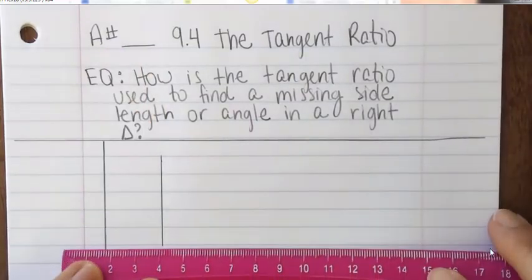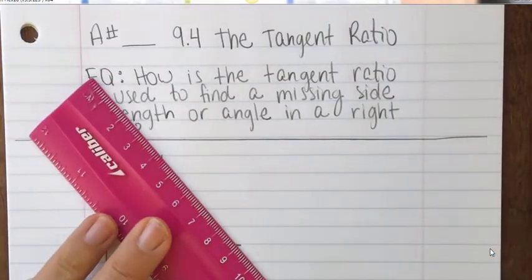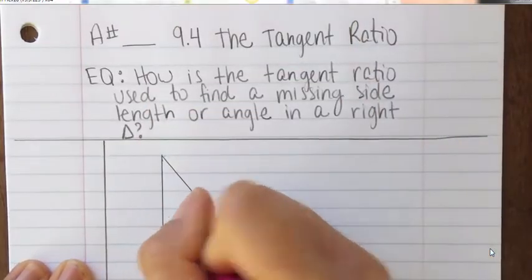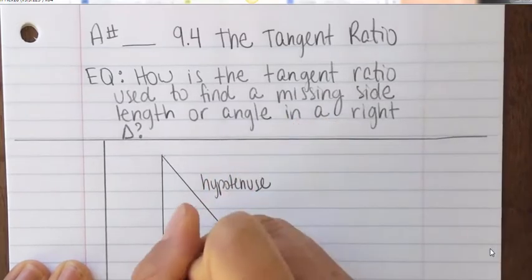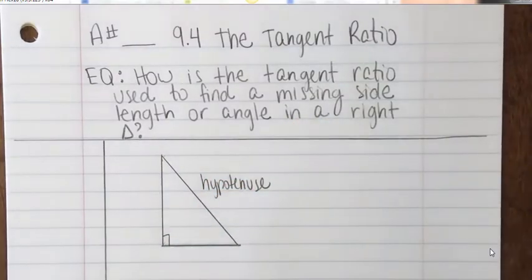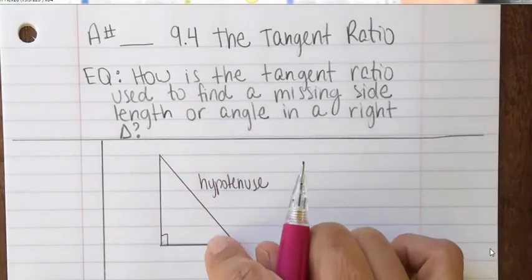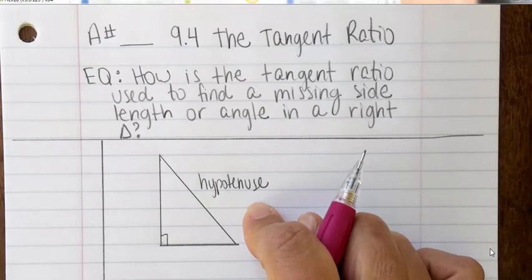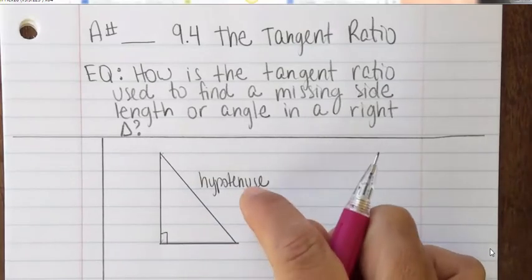We'll start with drawing some random right triangle. You guys know that this is the hypotenuse because it's opposite the 90-degree angle. And in a right triangle, there's two other angles that we don't know, and there's also two legs, and then the hypotenuse. And there are these ratios that relate any angle to either one of the two legs or the hypotenuse.